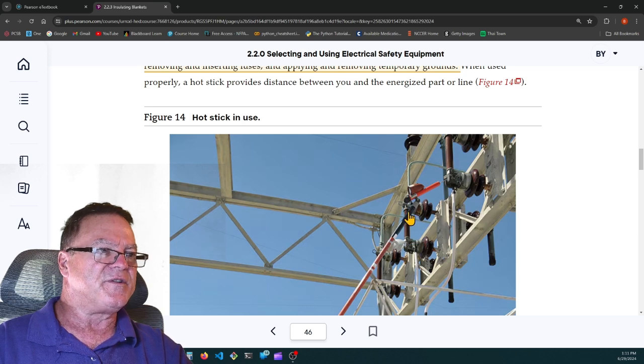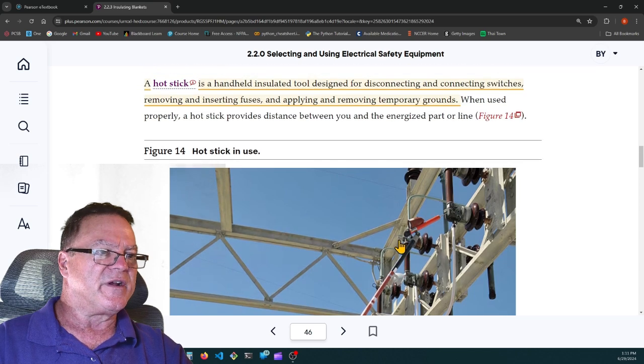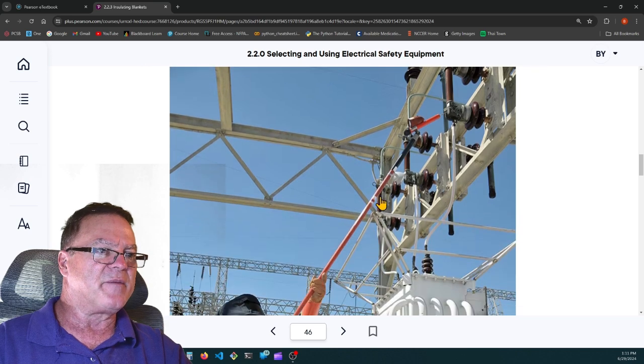If you wanted to open it, there's usually a ring. There's the ring at top. You grab that ring and pull down on it. There's a good example of the ring. You grab it with the hook and you pull it out. You disconnect it.